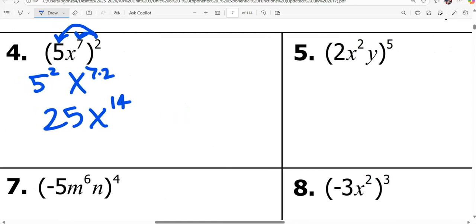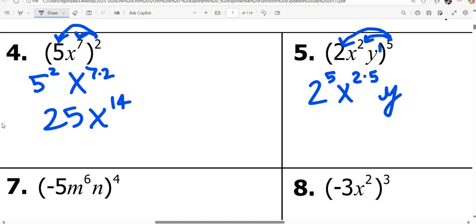What about number 5? What happens to this 2? 2 to the 5th power. So this is x to the 2 times 5. Now y, if there's no exponent, what goes here? 1. So y to the what power? 1 times 5.